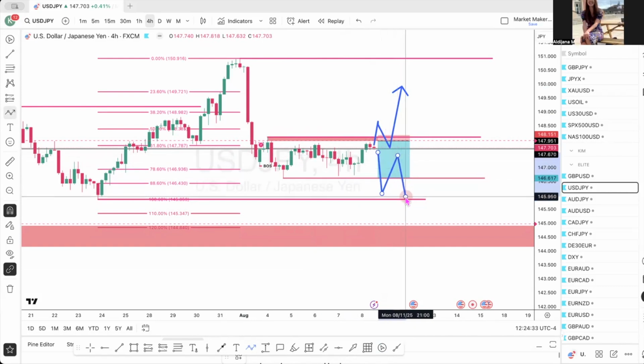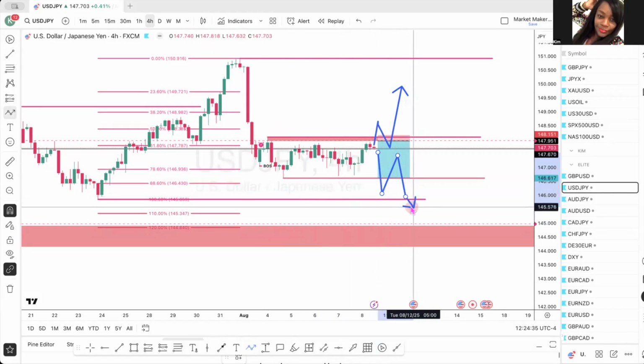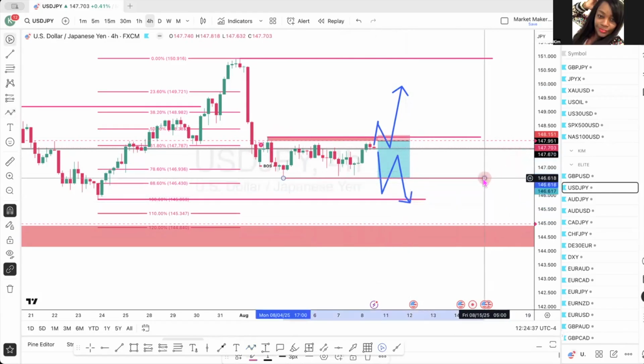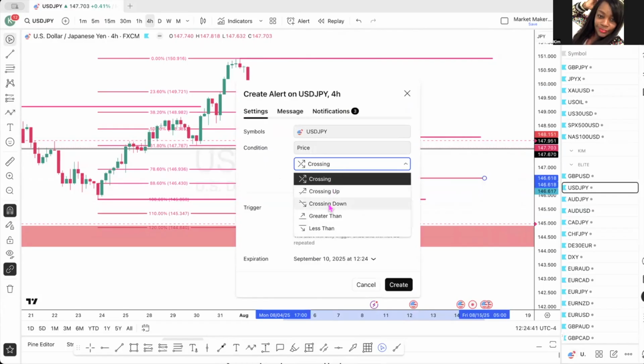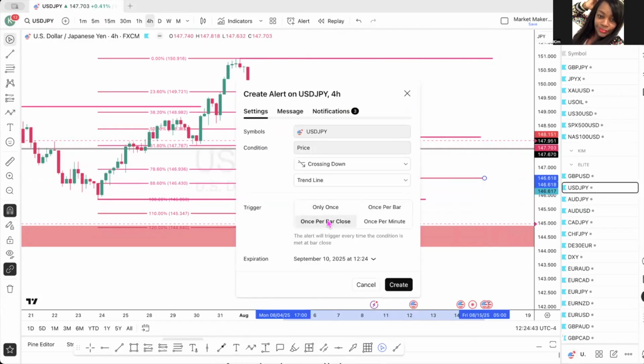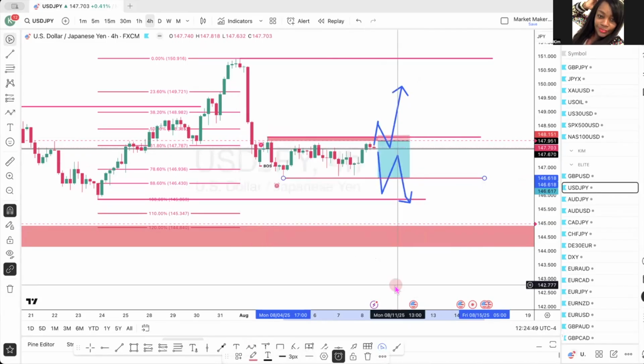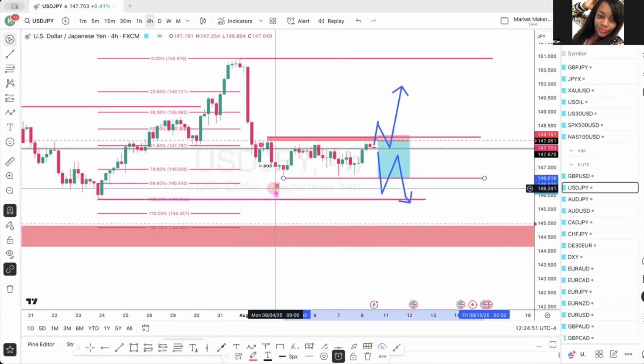Are you going to put an alert down there as well? Yep, and you can put an alert, click it, add alert, crossing down, bar close. And I'm going to create it. You see how that little alert popped up.